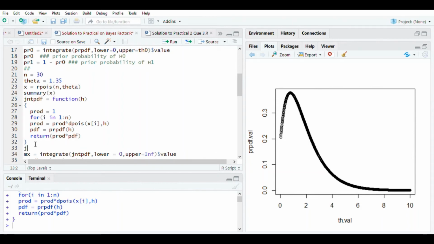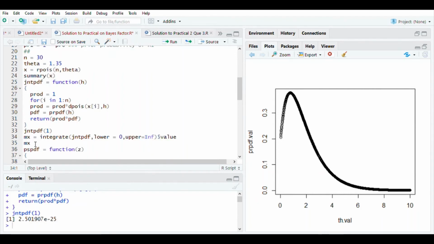Okay, so no error message has appeared. Now joint PDF at, say, point 1. Very small means the probability that theta is equal to 1 is really small, but commenting on it by just looking at the value will be really wrong, because we haven't seen the value of the joint PDF when theta is assumed to take different values. So, the purpose of computing this was just to see whether the function is working or not.